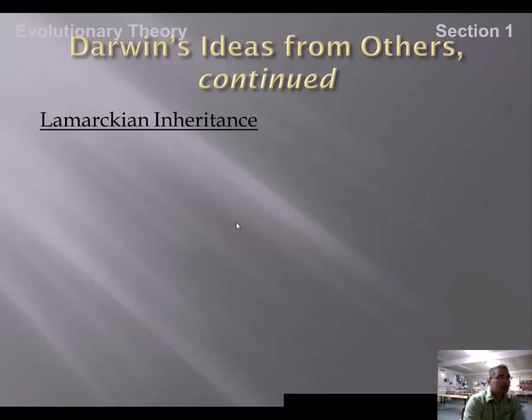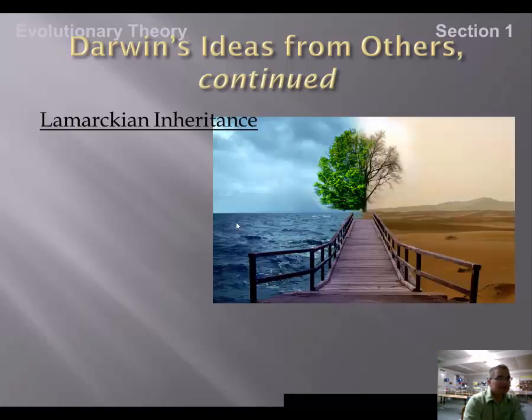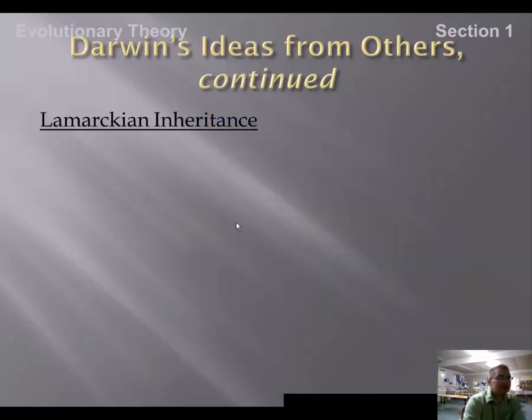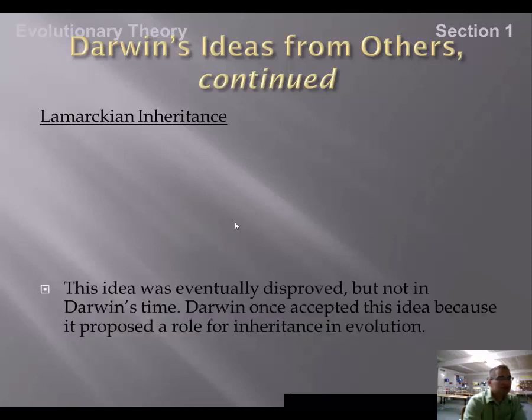Lamarckian inheritance. Lamarck noticed that each organism is usually well adapted to its environment. So he proposed that organisms change over time as they adapt to changing environments. He believed that offspring inherited these kinds of changes. His idea was eventually disproven, but it wasn't disproven during Darwin's time. So Darwin used his ideas as a way to accept the theory of evolution.